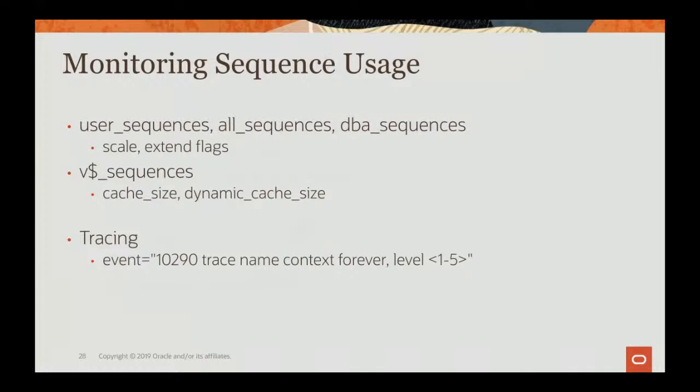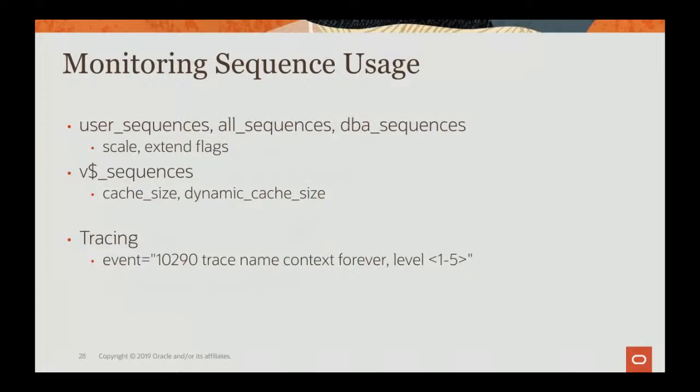Cache size has always been there, and this basically gives you the static cache size of the sequence that was part of the DDL. The new column that's been added is the dynamic cache size. So it basically gives you the current dynamic cache size at a given point in time. As we know, this dynamic cache size can change depending on the usage of the sequence.